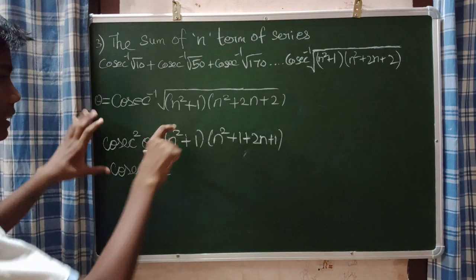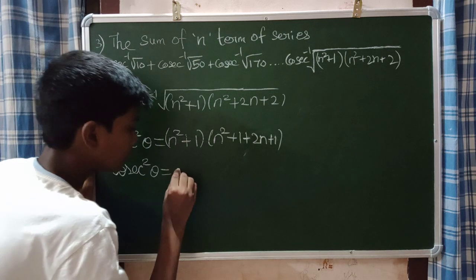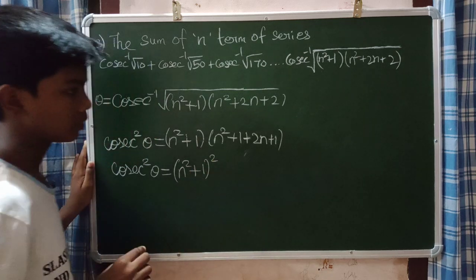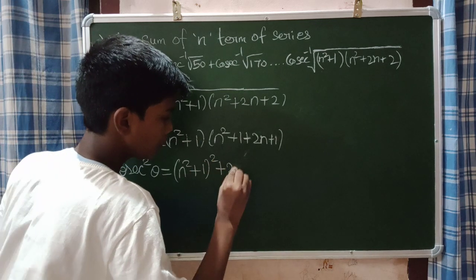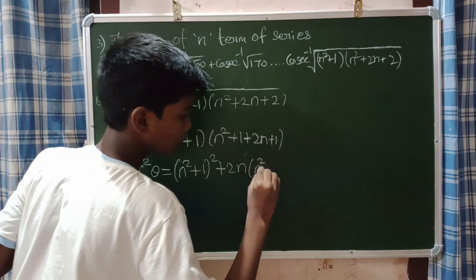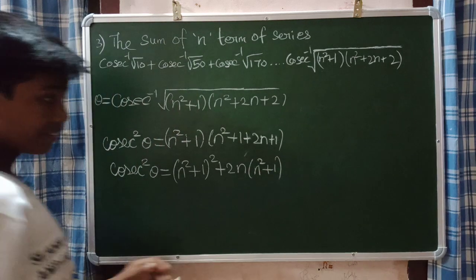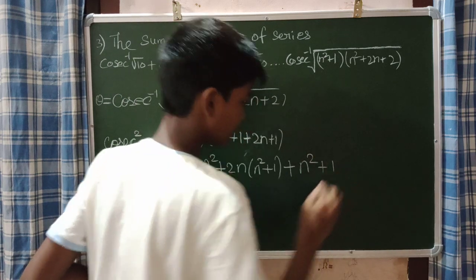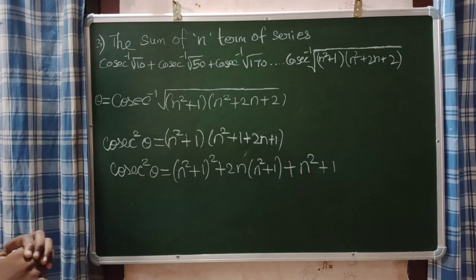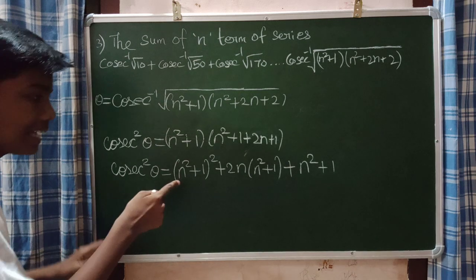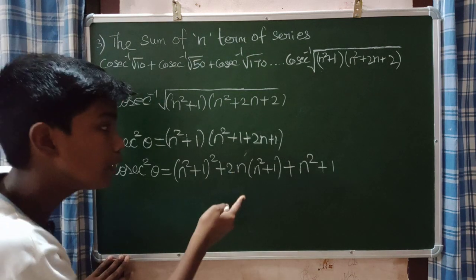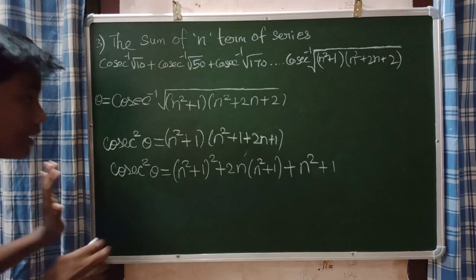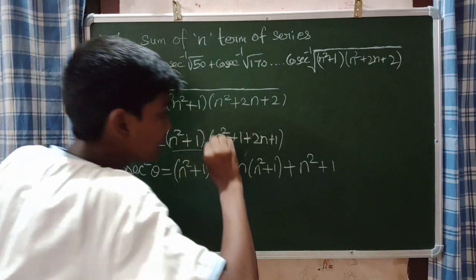Now how can I change this expression into another form: (n² + 1) whole squared plus 2n into (n² + 1), then plus (n² + 1). So what does it mean here, guys? How am I saying it as (n² + 1) whole squared, then 2n into (n² + 1), then plus (n² + 1)? Listen carefully, guys. See, this is n² + 1. I am multiplying with n² + 1.